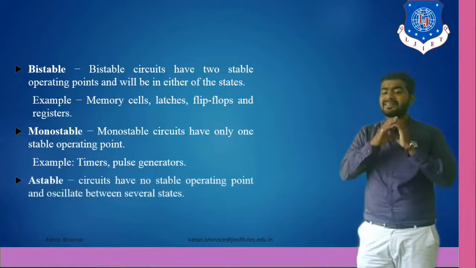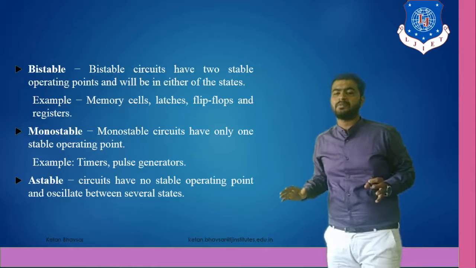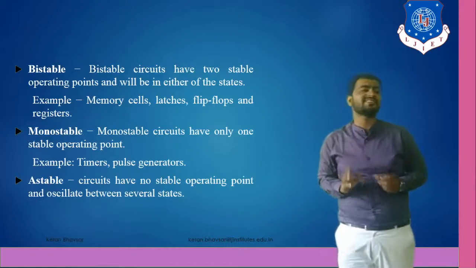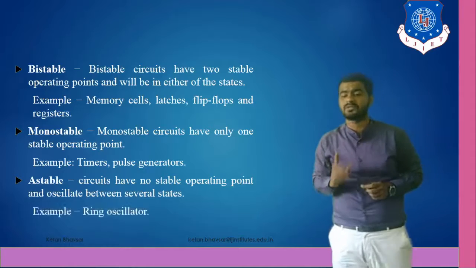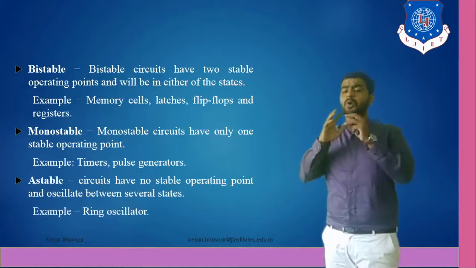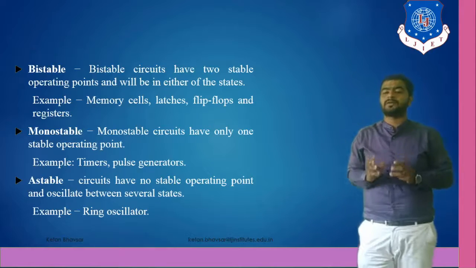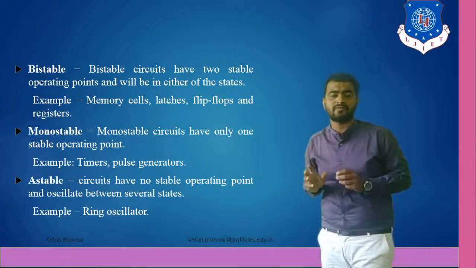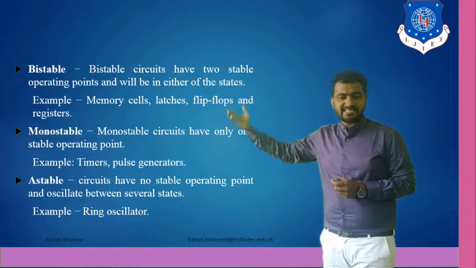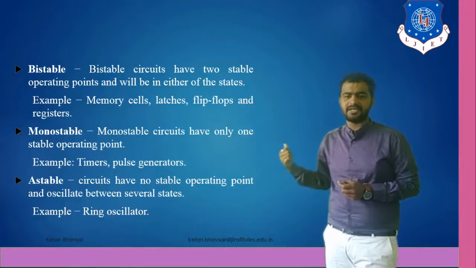Astable. The circuit has no stable operating point, meaning it is always varying. The best example of an astable circuit is your ring counter or ring oscillator circuit. The output is not stable at all, it is always varying with respect to time or with respect to the clock frequency. Fine. So I hope that you are getting the idea about bistable, monostable, and astable circuits.